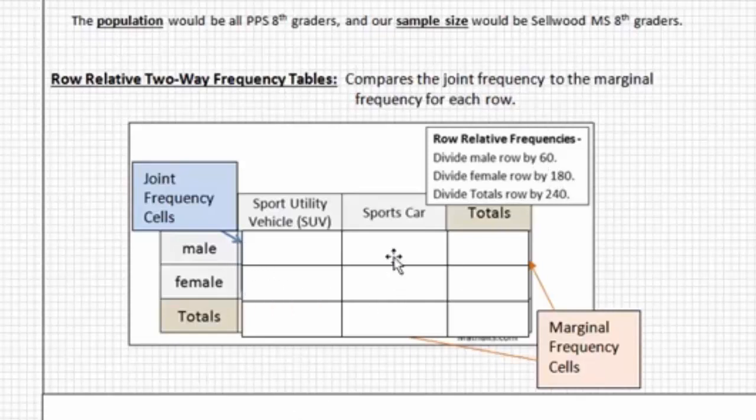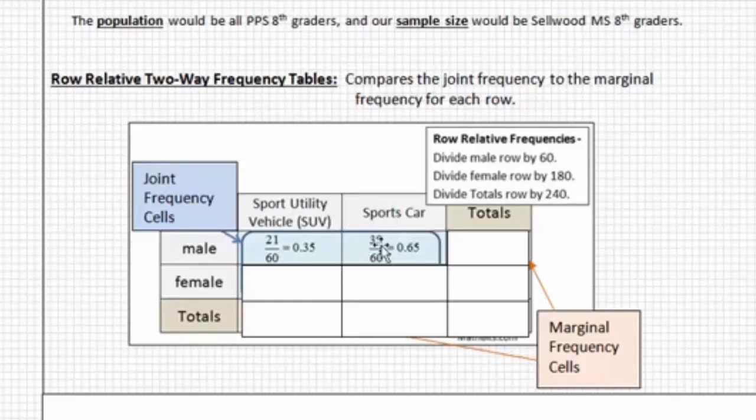So the blue cells that I am circling here were blue in our last example. Those were the joint frequency cells, and the two up here for the totals by subvariable were our marginal frequency cells. So if I'm making a row relative frequency table, then what I'm doing is, if we remember, there's 21 men who said, of the 60 men surveyed, that wanted an SUV.